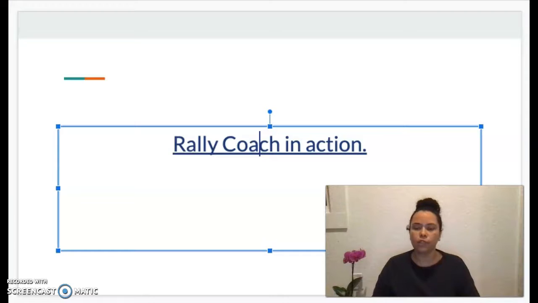So notice how the student that was being the coach was watching and listening, and then at the end she was asking her how did she get to that number. So that's what we want to train our students to do during coaching.